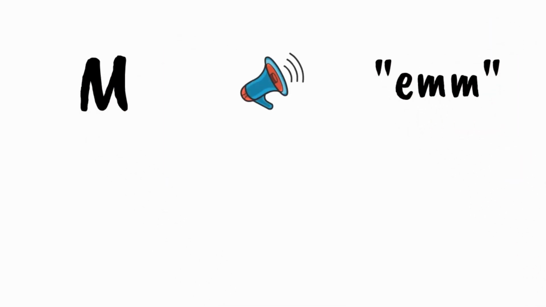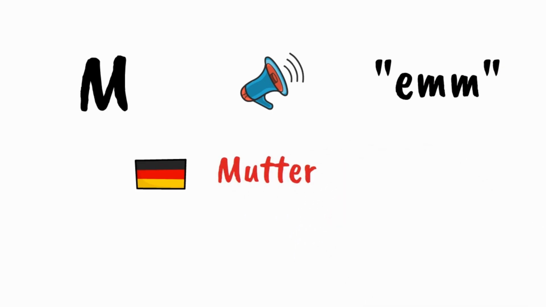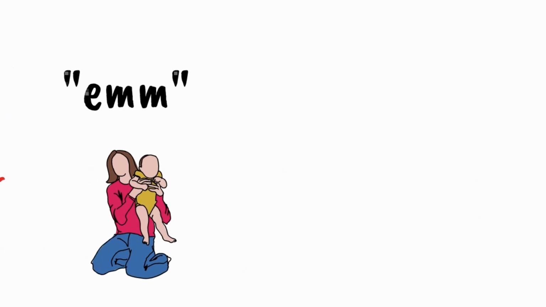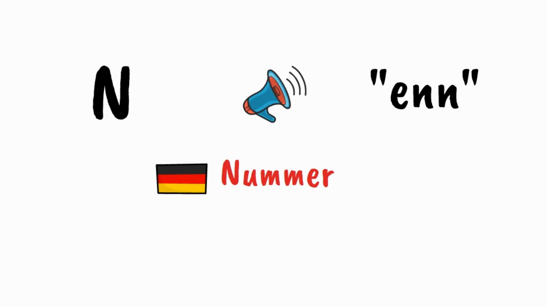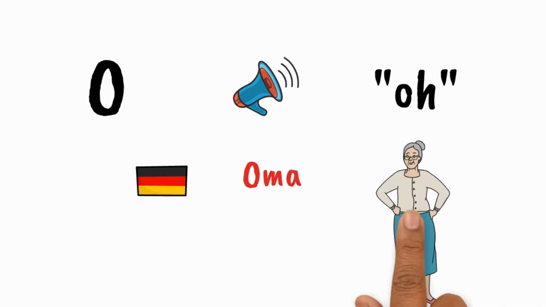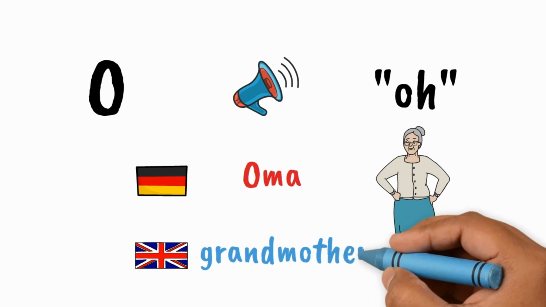M, like in English. M, Mutter. Mutter. N, like in English. N, Nummer. Nummer. O. Oma. Oma.